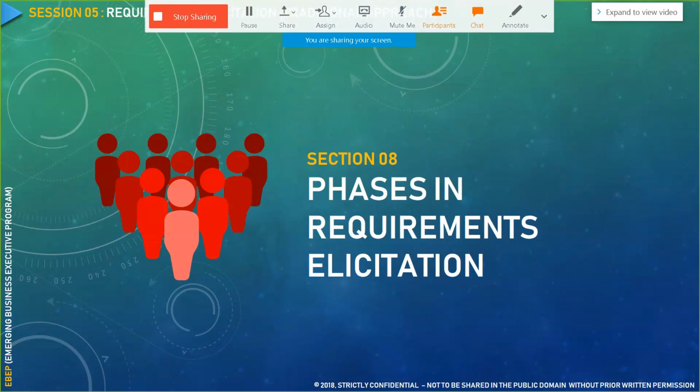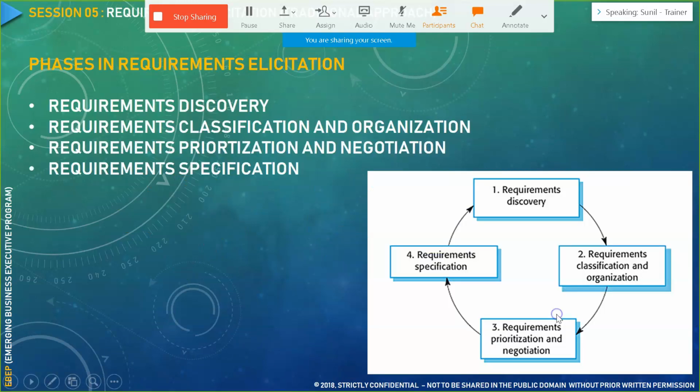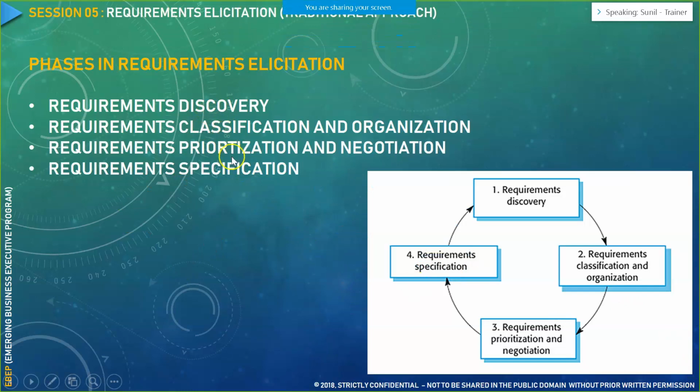Now we saw requirement elicitation, we saw requirement gathering. Now in requirement gathering, we have the analysis and design. Now when we consider elicitation as a particular phase in requirement analysis or an activity in our requirement analysis and design knowledge area, there are certain phases in elicitation. Now what are those phases? There are essentially these four phases in requirement elicitation.